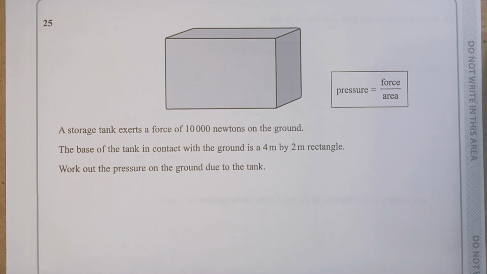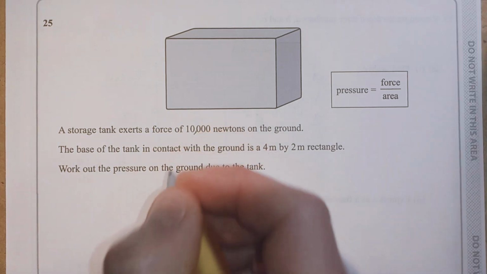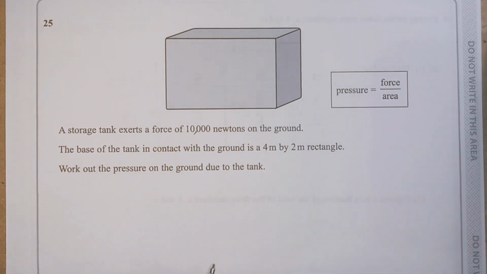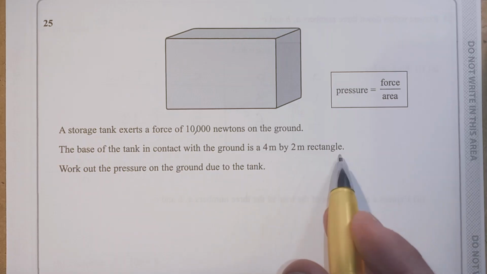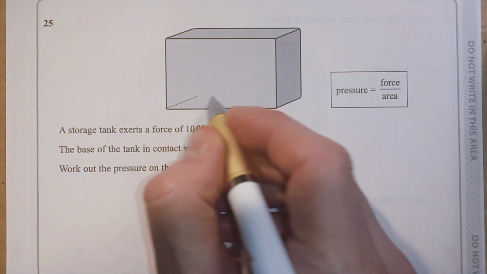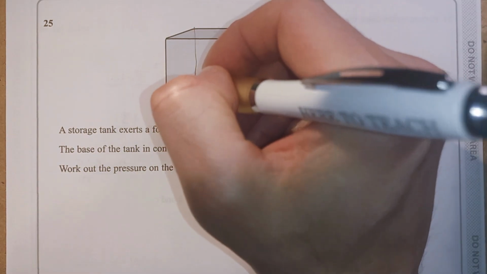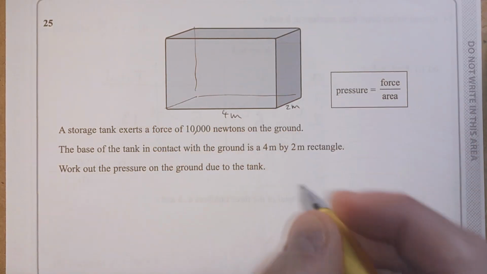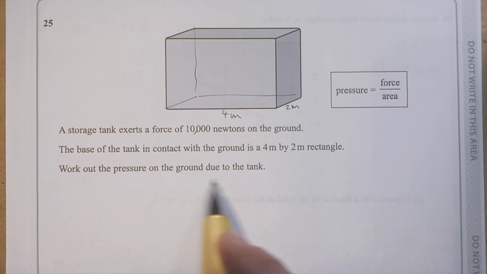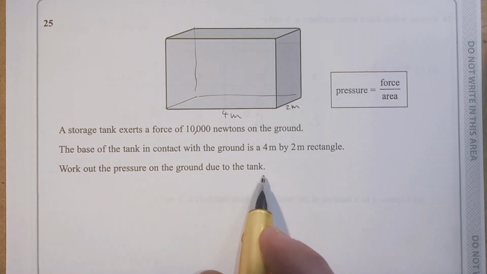Question 25. A storage tank exerts a force of 10,000 newtons on the ground. The base of the tank in contact with the ground is a 4 metre by 2 metre rectangle. So that's this base here. So that's 4 metres by 2 metres. Work out the pressure on the ground due to the tank.